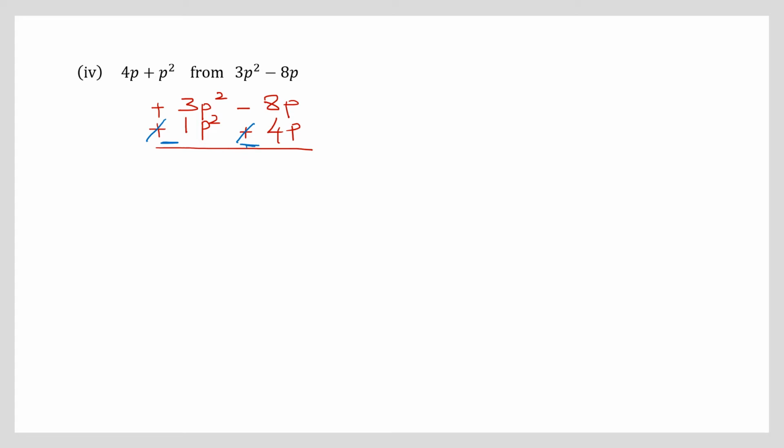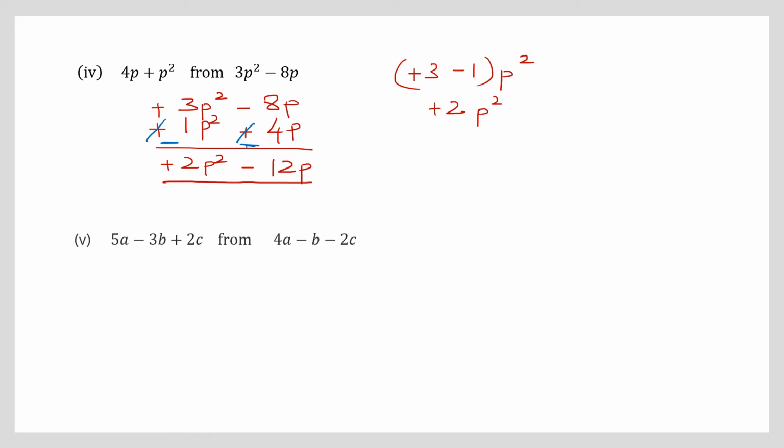Now let's work it out. Plus 3 minus 1 p square. 3 minus 1 is 2. Plus 2p square. So we've got plus 2p square. On the other side, we have minus 8 and minus 4. Signs are the same. Put the same sign and add. 8 plus 4 is 12p. So we've got plus 2p square minus 12p.